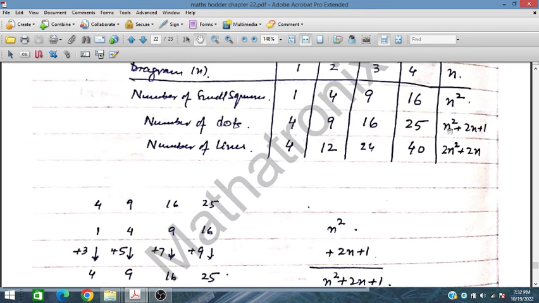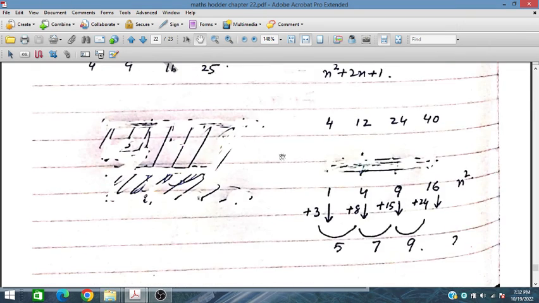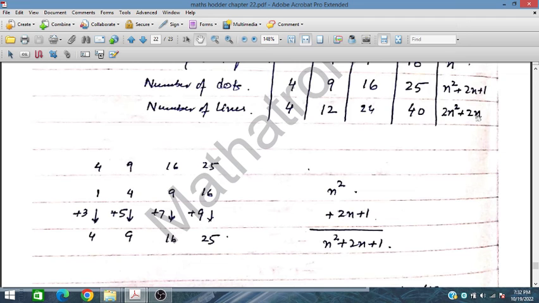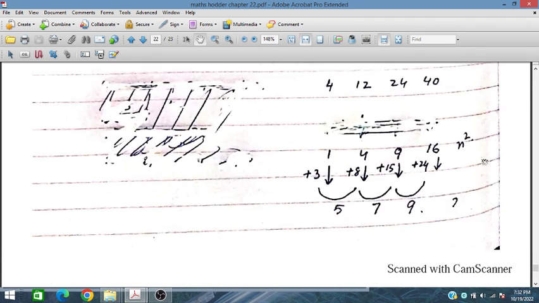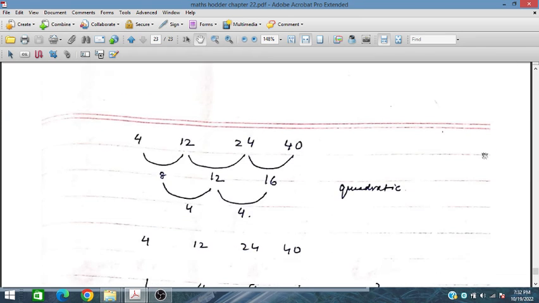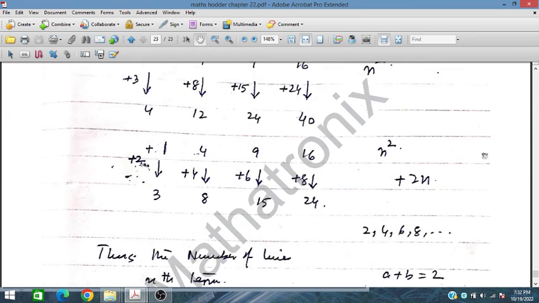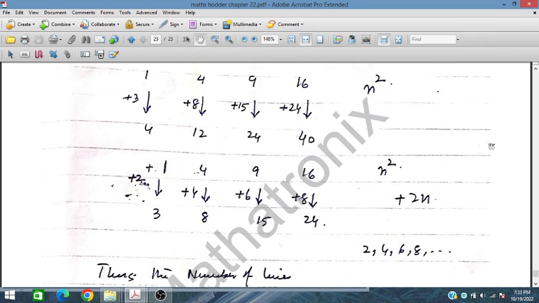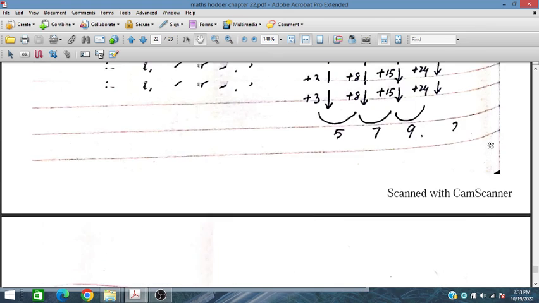So we'll place this value here. For the number of lines, 4, 12, 24, and 40, we have solved it the same way, and we have obtained 2n squared plus 2n, which is very difficult. This part is very difficult and very important. This is the pattern that we have obtained. This is the second part of this sequence which has been solved.